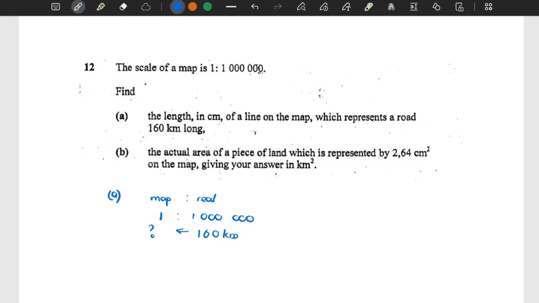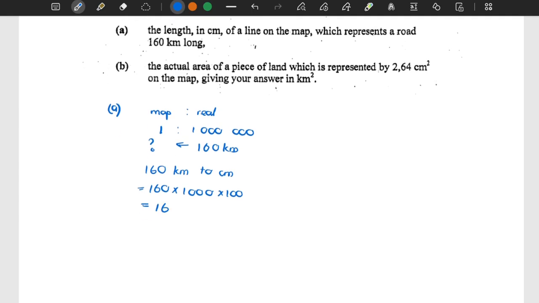So there are two ways to go about it. Either change kilometers to centimeters or change the centimeters in the scale to kilometers. So in this case, 160 kilometers to centimeters. Again, times 1,000 to meters, then times 100 to centimeters. Then we end up with 1, 2, 3, 4, 5, 6, 16 million centimeters, right?